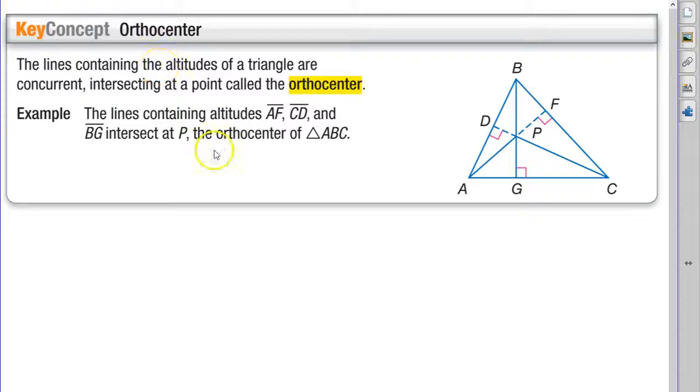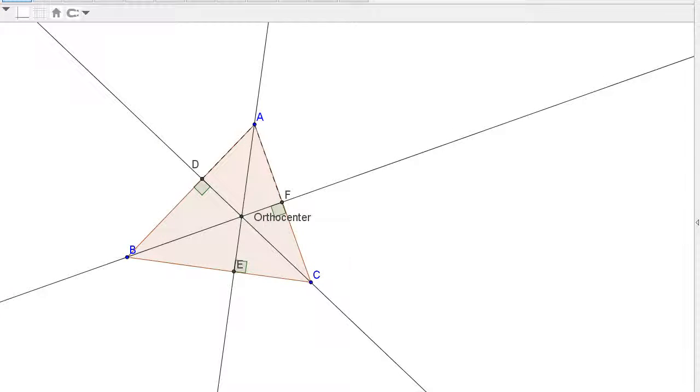Now, the last bit of this section, for the video's sake, is one last center, the orthocenter. Whenever all the altitudes are drawn, they'll intersect at a point, and there's not a whole lot to it. So the lines containing the altitudes of a triangle are concurrent, intersecting at a point called the orthocenter. Ortho just means straight, and that's because of perpendicular, so it's the straight center, so to speak, because it's just the perpendicular center. You can see here in the drawing, I've got this set up. Here's the orthocenter right there.